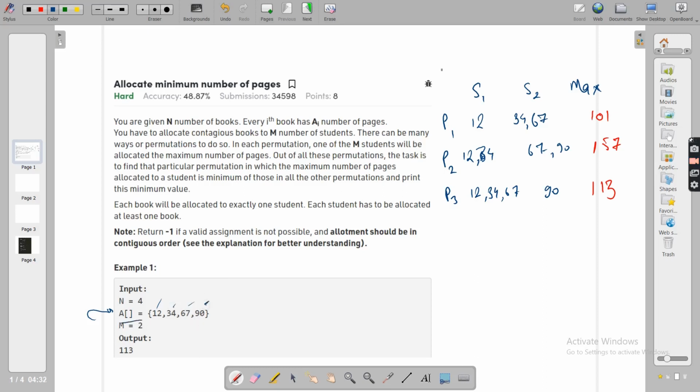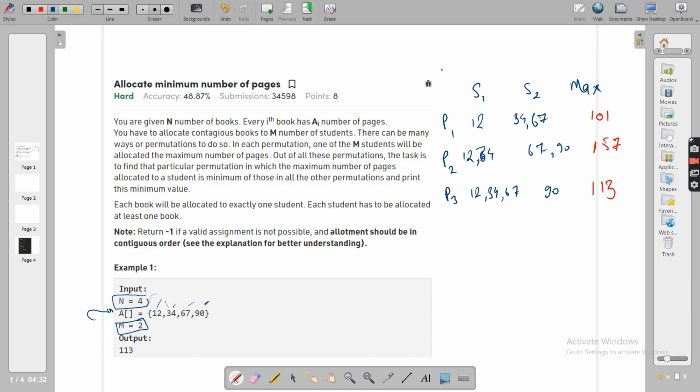And M are your students, the number of students. You are given two students and you are given four sets of pages. What you have to do is allocate these four sets of pages amongst these two students, not more than them. You have to allocate these pages in such a way that the maximum a student can get should be minimum, it should be the smallest. The maximum a student can get should be the smallest. So we have to minimize the maximum.